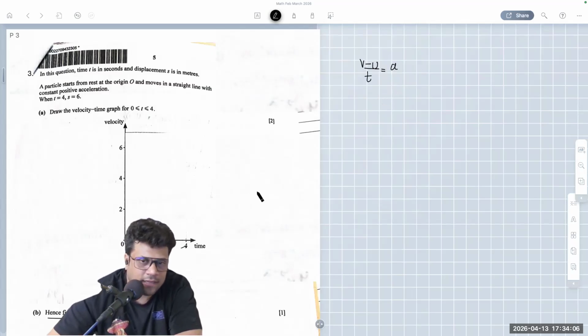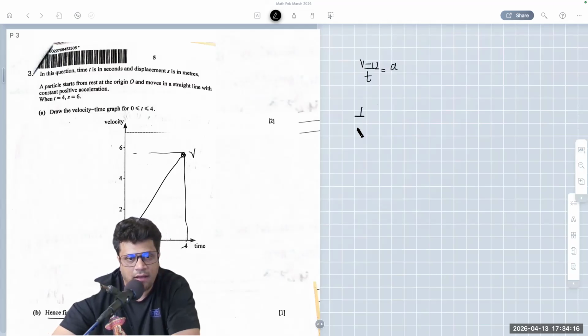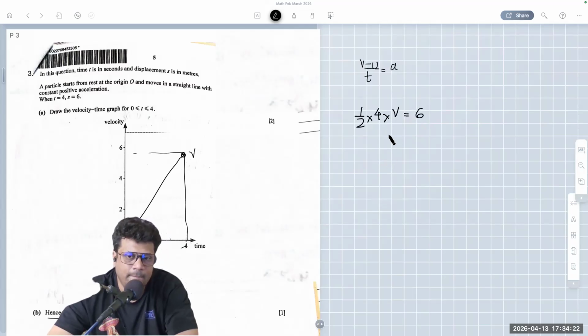I know that the area under this straight line, wherever it may reach, let's say it reaches somewhere there, so the velocity would be v. I know that half into 4 into v should be equal to 6. Oh, okay. Okay, I got it now.